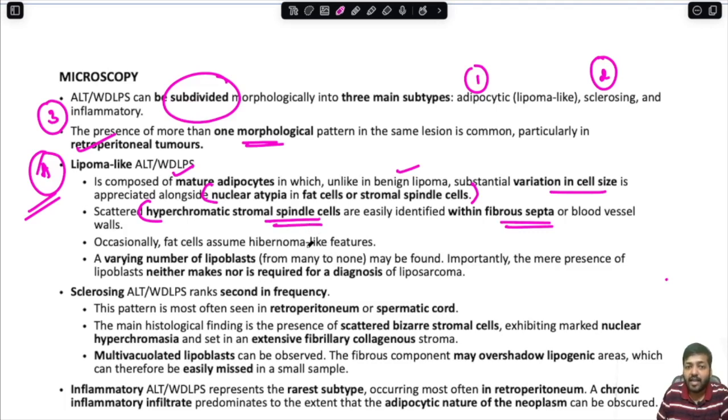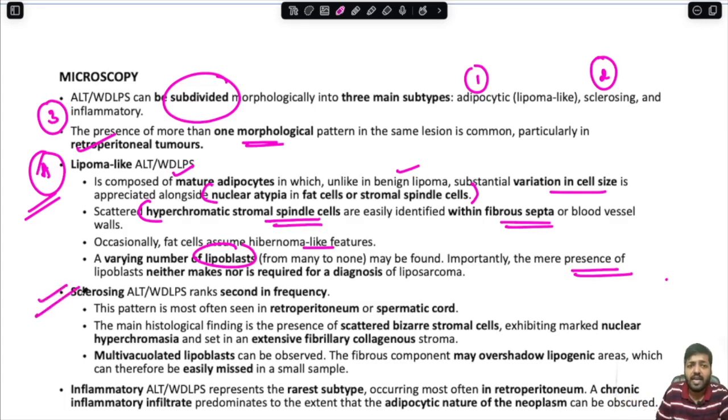Occasionally, the fat cells assume hibernoma-like features. A varying number of lipoblasts, from many to none, can be found. Importantly, the mere presence of lipoblasts neither makes nor is required for diagnosis. Why? The reason we have discussed in the previous lecture. Lipoblasts are seen in many benign lesions of the adipocytes as well, so that is why lipoblasts are not necessary for diagnosis.